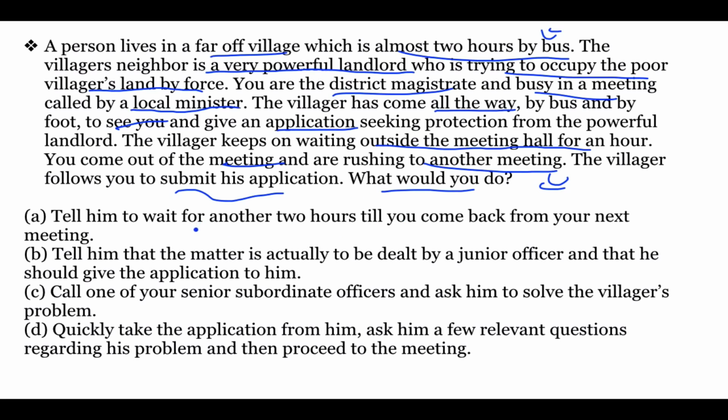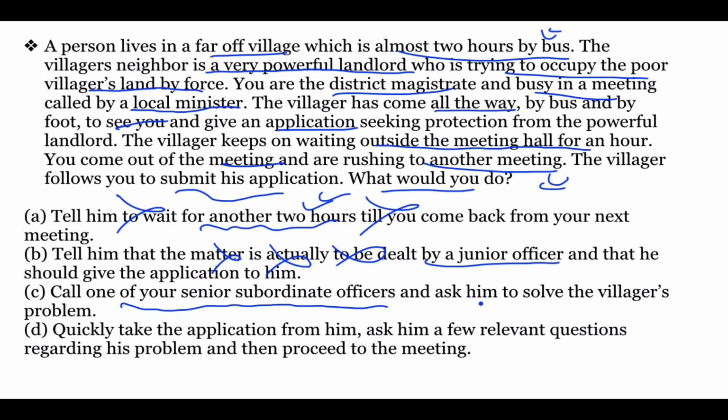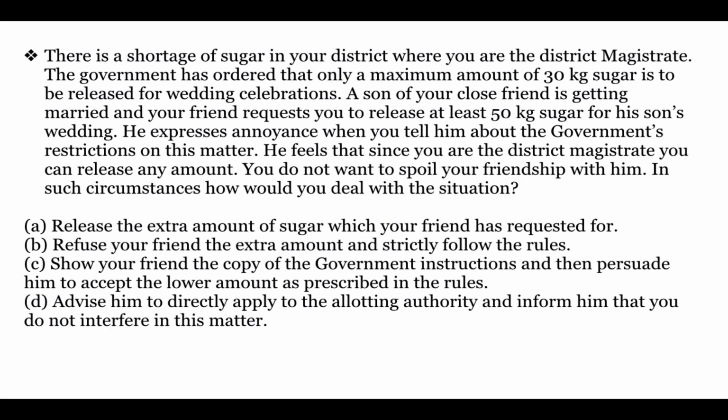See, he has already taken so much time to come to meet you. You cannot ask him to wait for 2 hours. So this is wrong. This is unethical. Tell him that the matter is actually to be dealt with by a junior officer. See, if it was to be dealt with by a junior officer, he would have dealt with it by now. So this is also not very correct. Call one of your senior subordinate officers and ask him to solve the villager's problem. This sounds perfectly fine. Quickly take the application from him, ask him a few relevant questions, and then proceed to the meeting. This is also fine. So the answer is C or D.